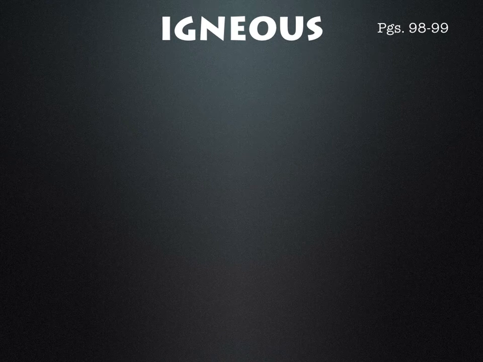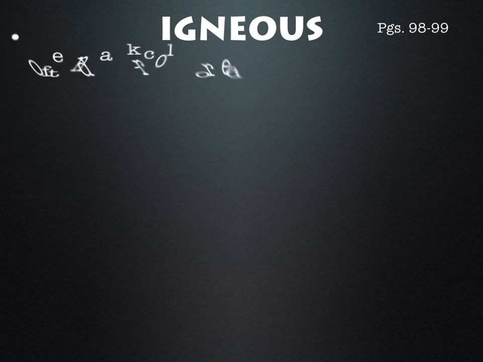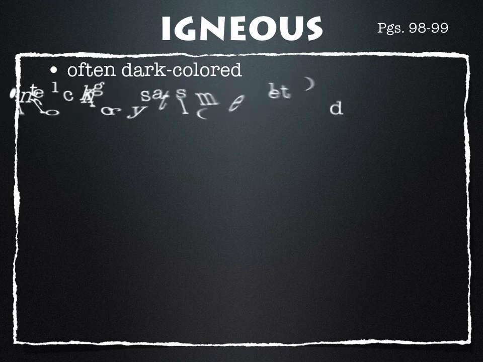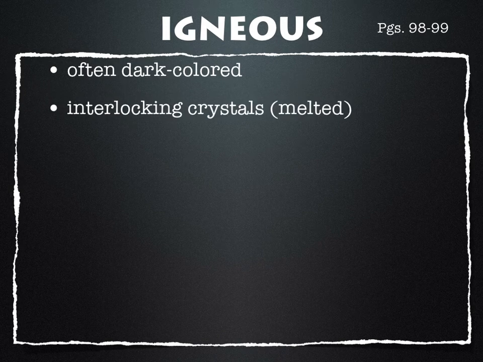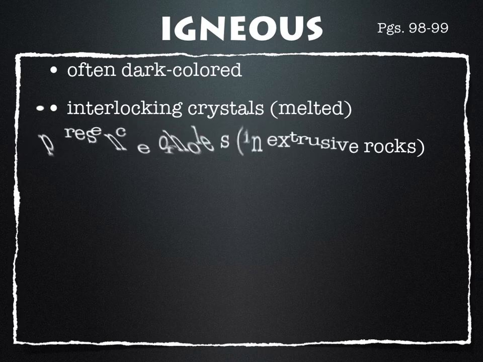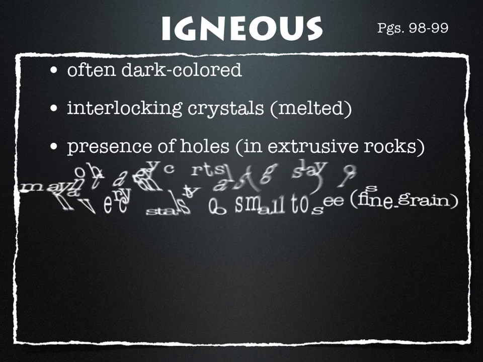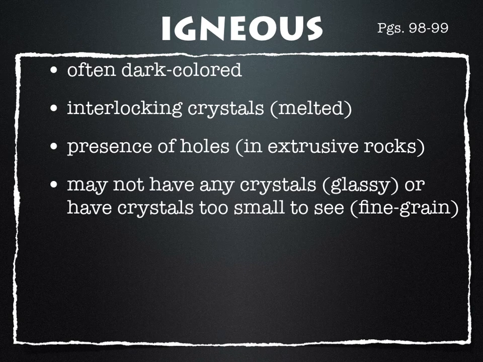Igneous rocks are often dark colored. They have interlocking crystals which appear to be melted together. Occasionally they have the presence of holes, or they are frothy. Or they may not have any crystals at all and appear glassy, or have crystals that are too small to be seen with the naked eye.